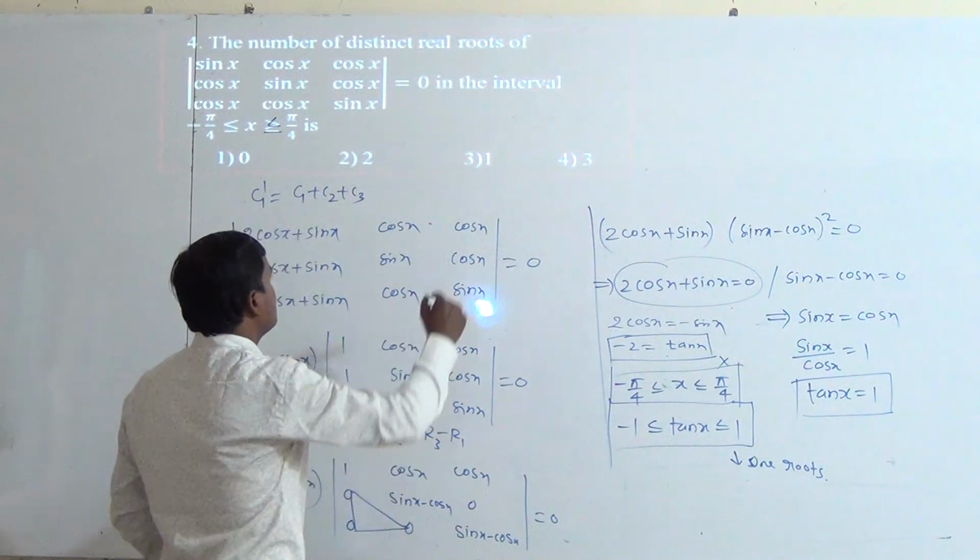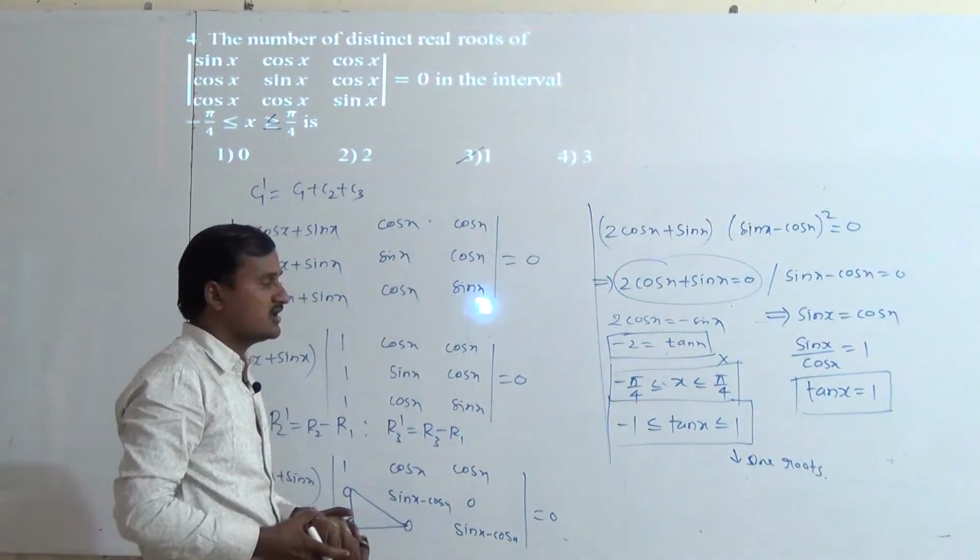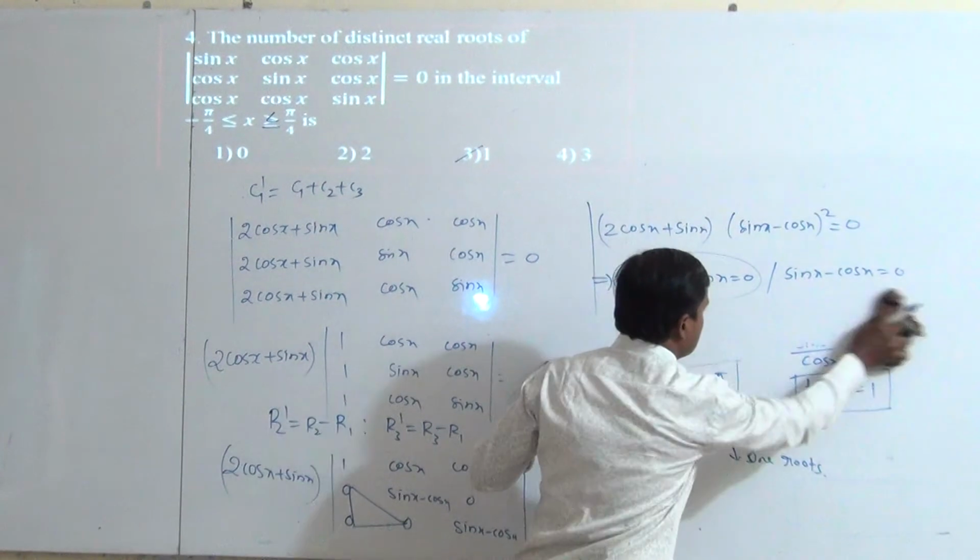So clearly here we are getting only one real root. So which option is the right one? The third option is the right one. Okay, we'll go for the next question.